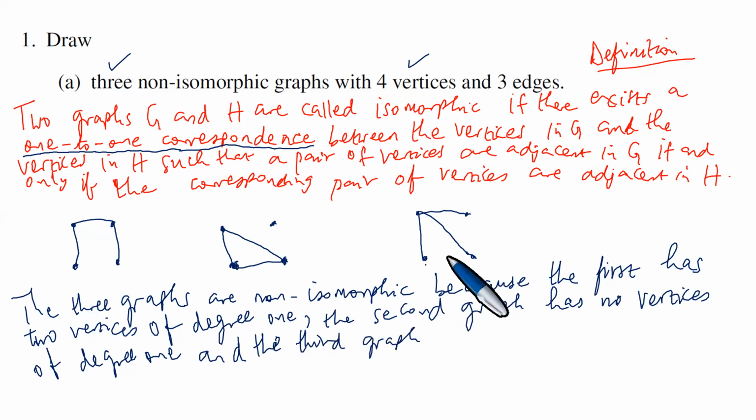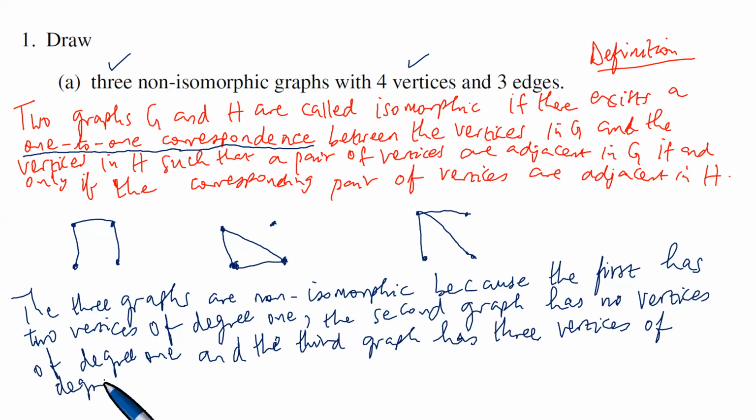The third graph would have degree one, degree one, degree one, degree three. Right, so the third graph has three vertices of degree one. Okay, just some substantiation that if the graphs were to be isomorphic, if this one has two vertices of degree one, each one must have two of them, etc. So yeah, the drawings are the most important anyway, in particular under exam conditions.